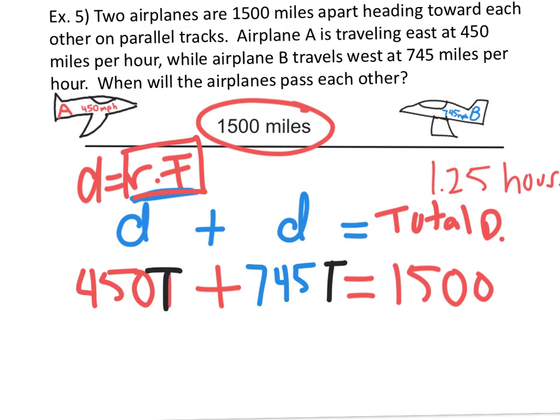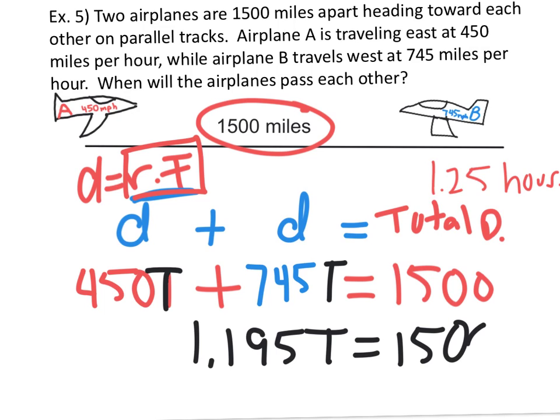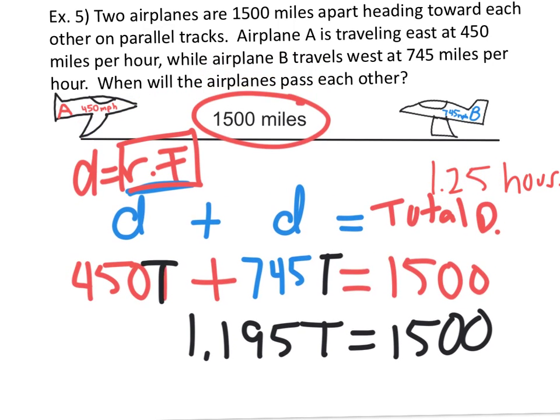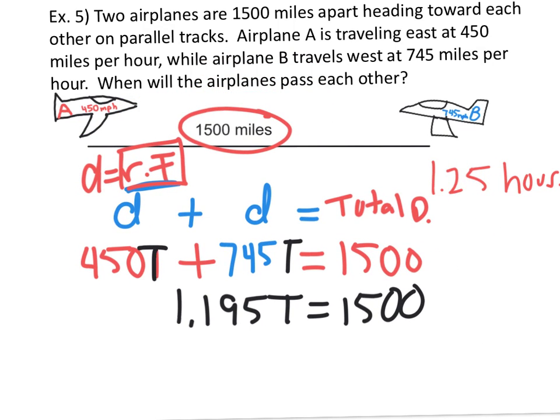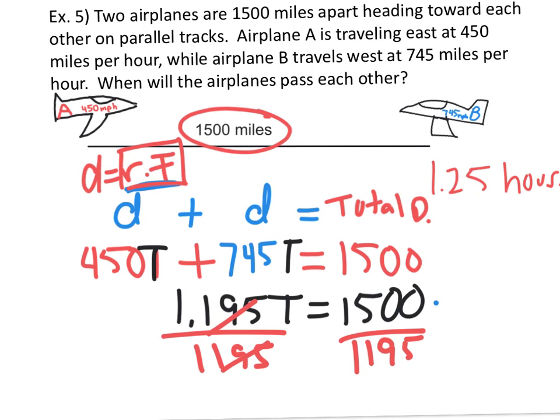So let's just solve this equation by combining like terms. And when you add 450 plus 745, what do we get? 1,195. And that is 1195t equals 1500. So all we need to do is solve for t. You could just focus in on this equation right here and divide by 1195 and divide by 1195. And if you do that with the calculator, you should get that same exact answer, 1.25.